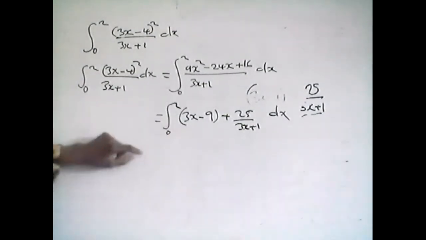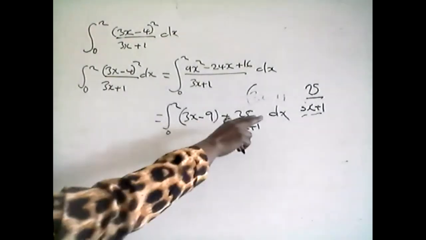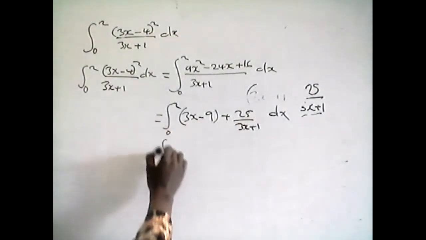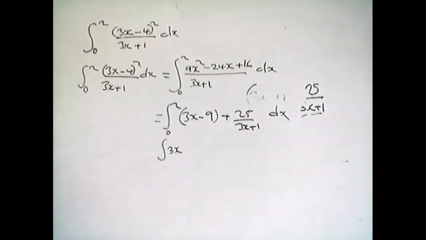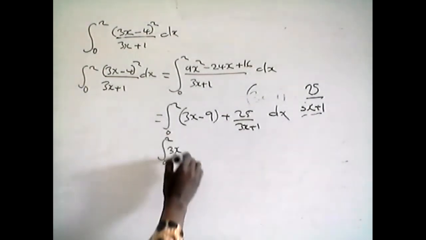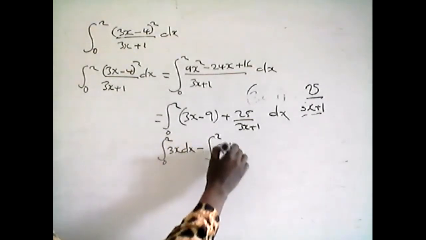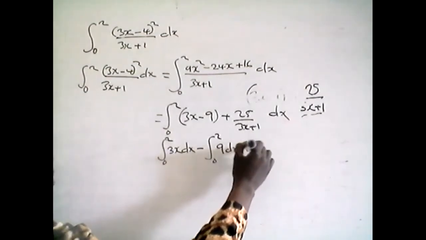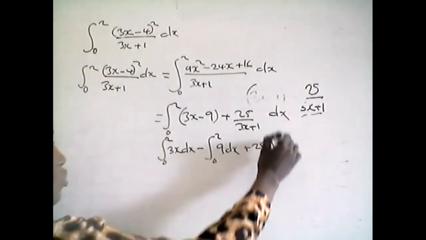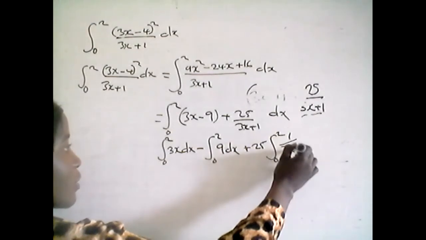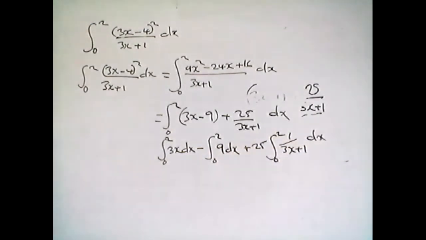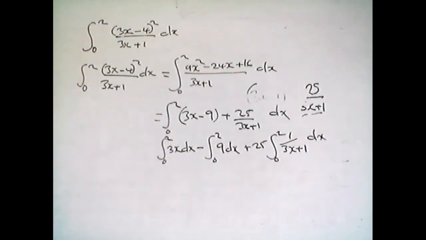Now the way it is, we can chunk this. Using the linearity property, we can distribute the integral across. This part here is just the integral of 3x dx minus the integral of 9 dx. Then I can factor out 25, the integral of 1 over 3x plus 1 dx. Are we together?